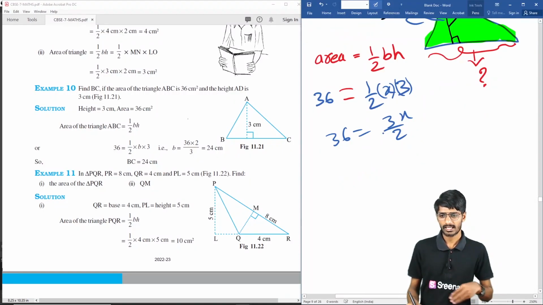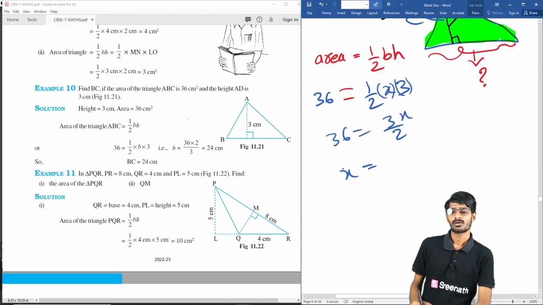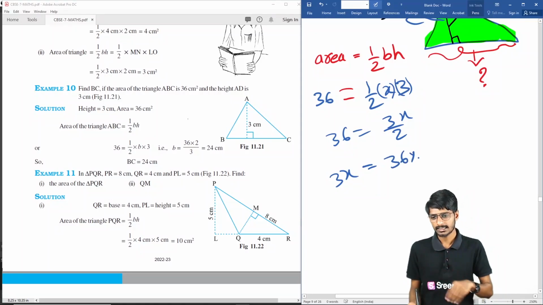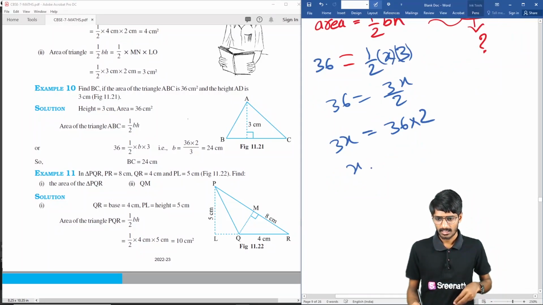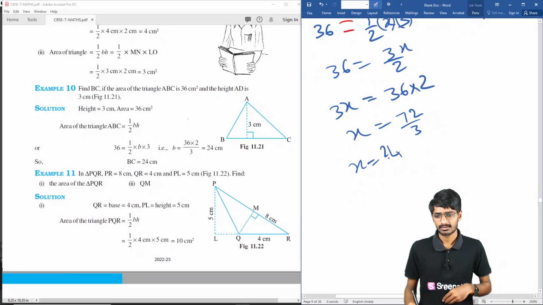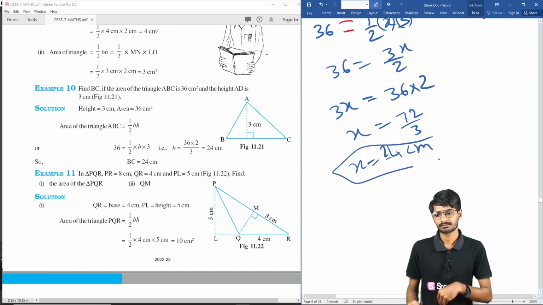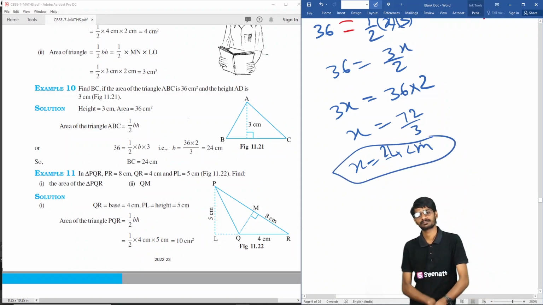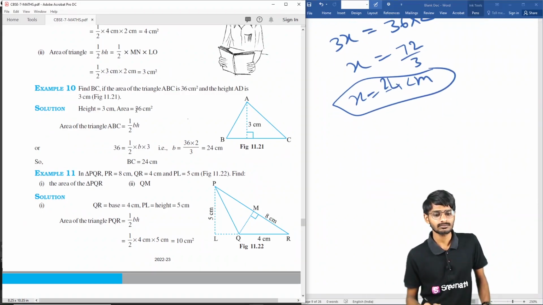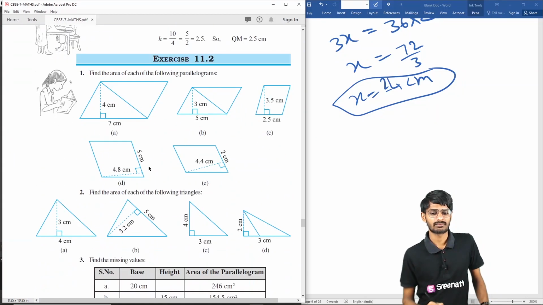And if you find the X value, 3X is 36 into 2, which is 72, so X is 72 by 3. X is 24 centimeters. Finally we have found out the distance, students. That is the way of finding it. Do it by yourself.